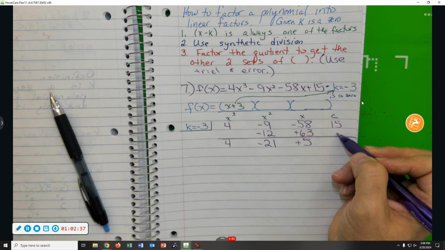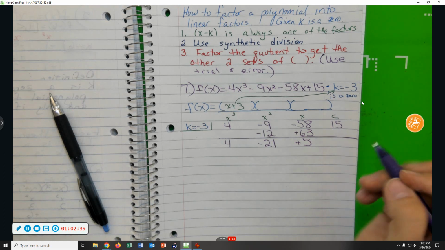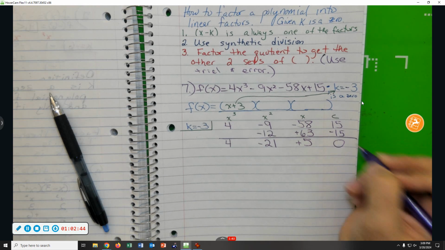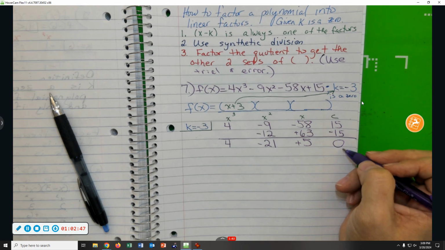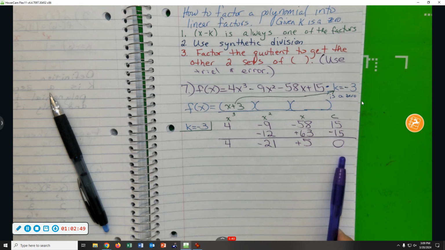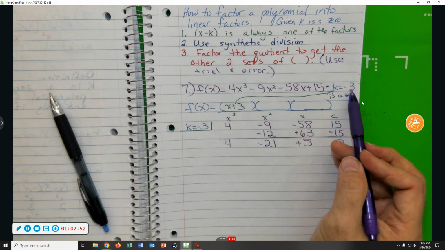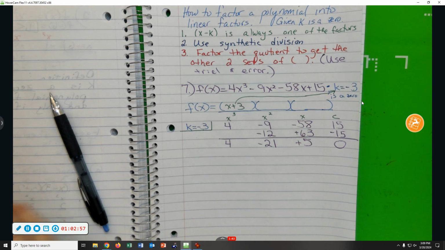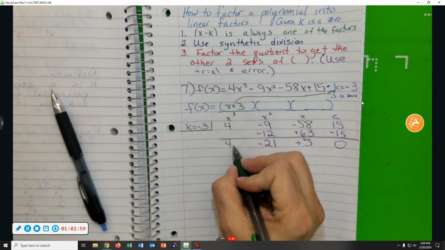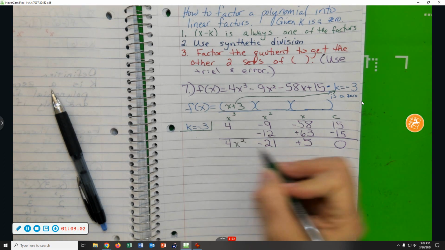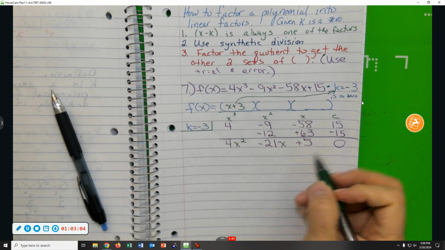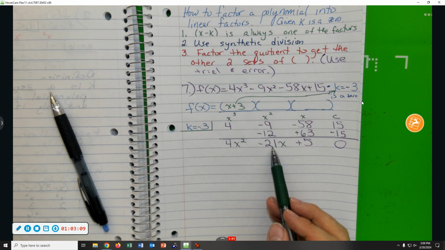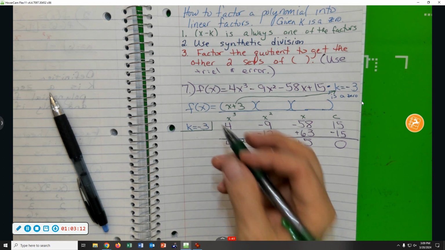What am I going to have here? -15. What will I have as the remainder? 0. And if I didn't have a 0 here, I know I've messed up. But since they told me that -3 is a 0, I have to have a remainder of 0. Variable part on the 4, x squared, here, x, and finally a constant. So we have to factor 4x squared minus 21x plus 5.